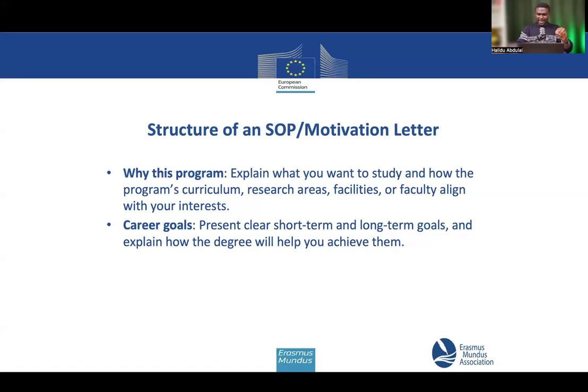So again, in your career goals, you have to present your clear short-term and long-term goals and explain how the degree will help you achieve them. This is where you have to be smart and know that your goals and the goals of the program must be well aligned, because you cannot say, okay, I want to be a doctor, and the program is aiming to train pilots. It doesn't work that way. Needless to say, but of course, most of you probably haven't written a competitive statement of purpose before, so it is worth mentioning some of these points.